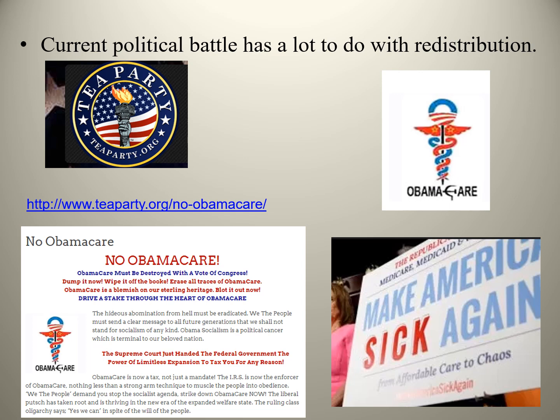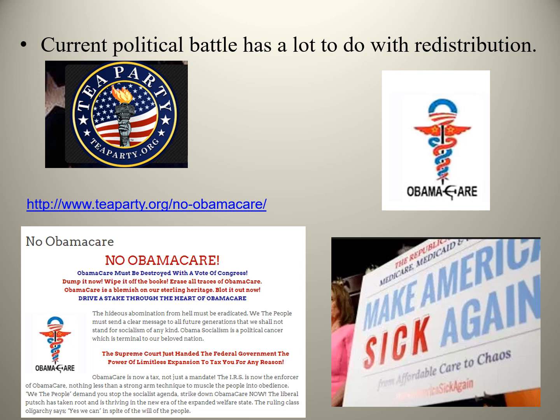Just to read from their website: no Obamacare. Obamacare must be destroyed with a vote of Congress. Dump it now. Wipe it off the books. Erase all traces of Obamacare. Obamacare is a blemish on our sterling heritage. Blot it out now. Drive a stake through the heart of Obamacare. The hideous abomination from hell must be eradicated.